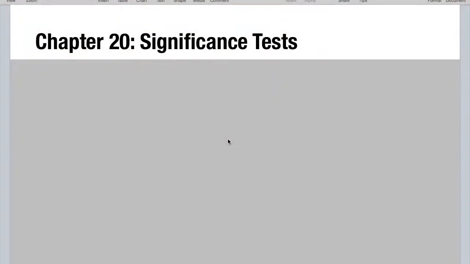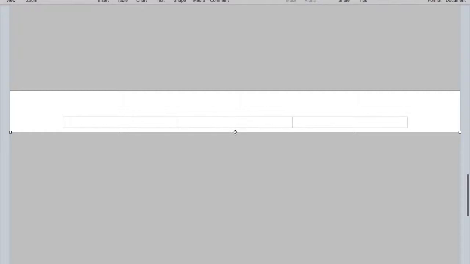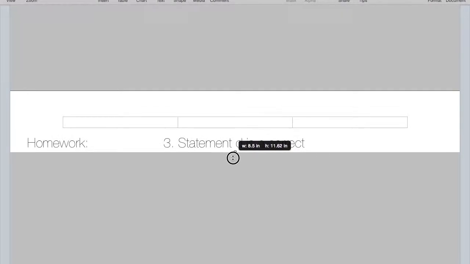Chapter 20. We're going to talk a little bit about your significance tests. We're going to look at the homework first, so let's look at that. You had 3 problems for homework. Hopefully you took some time this weekend to at least look over them. They were actually fairly short.